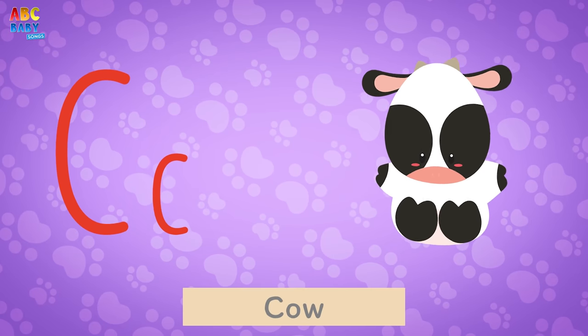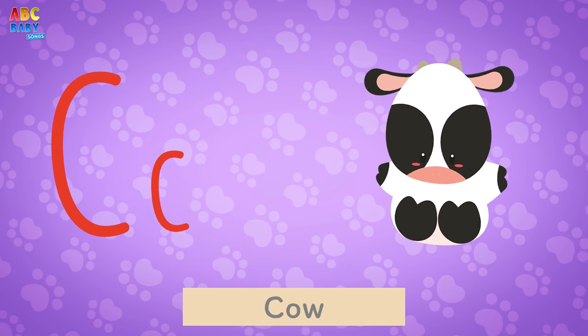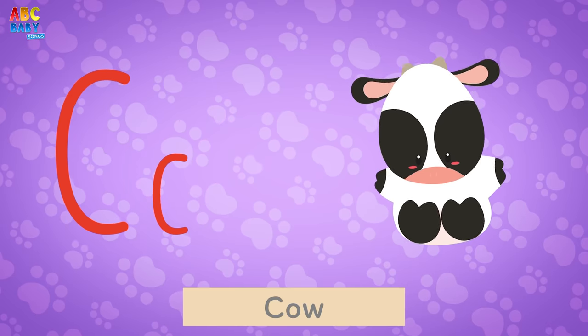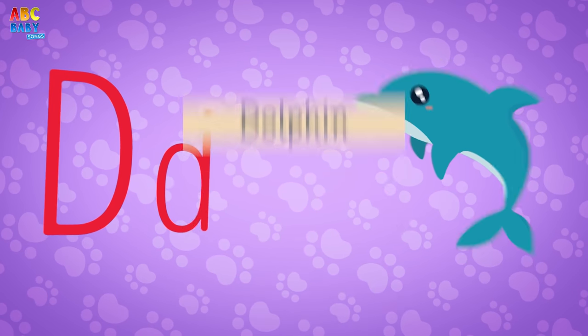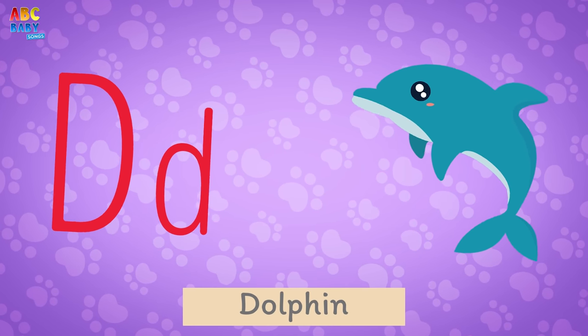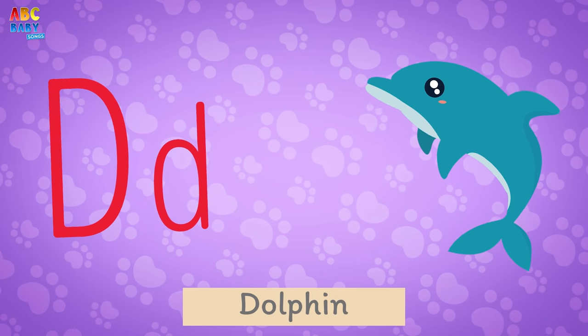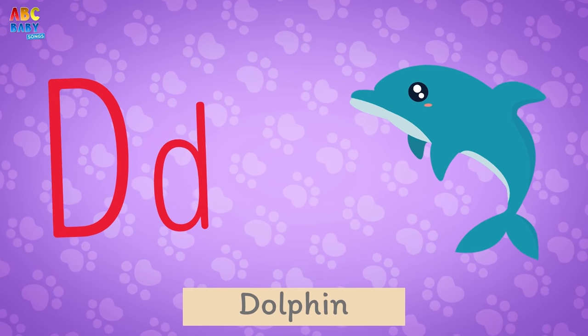C is for cow. C, c, cow. D is for dolphin. D, d, dolphin.